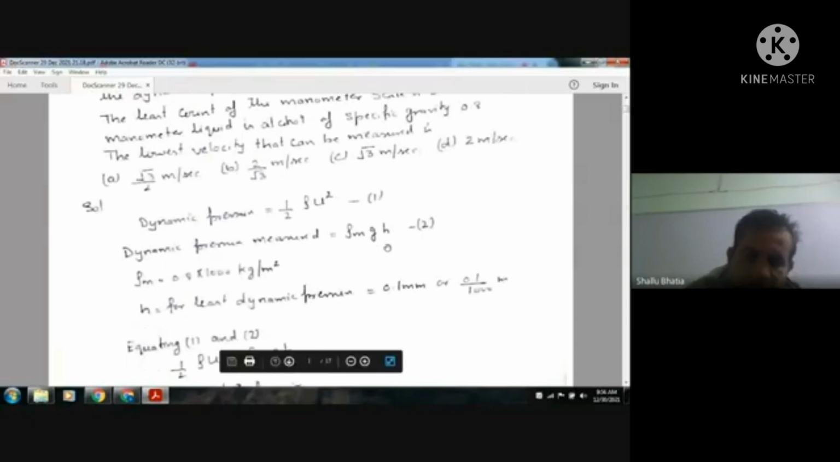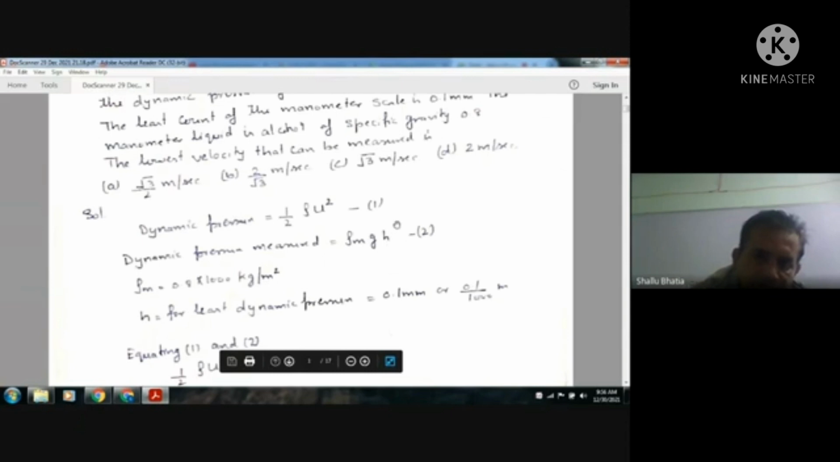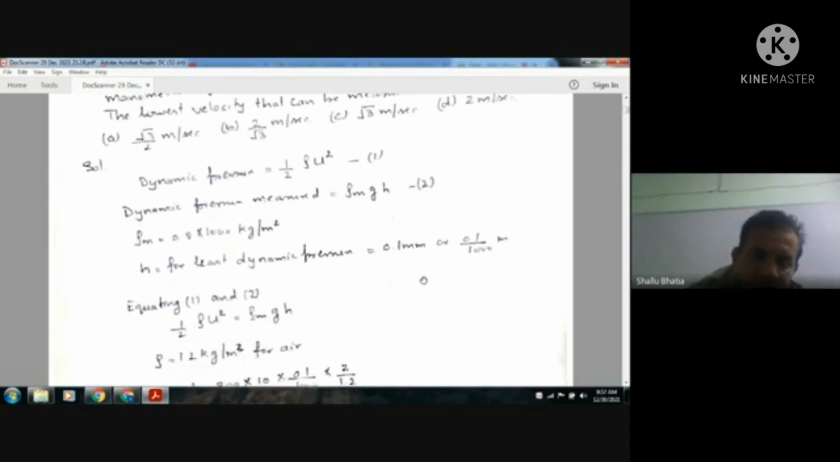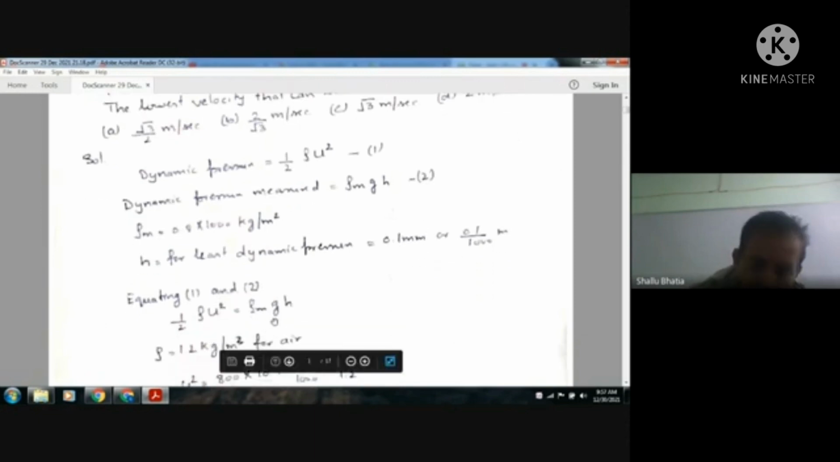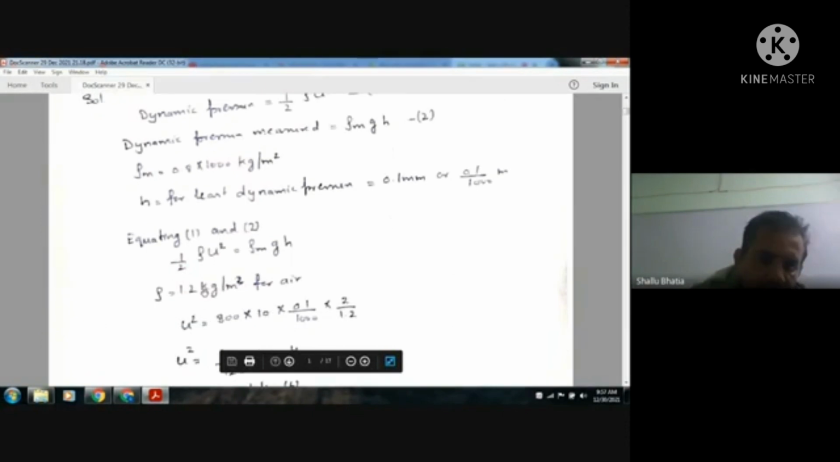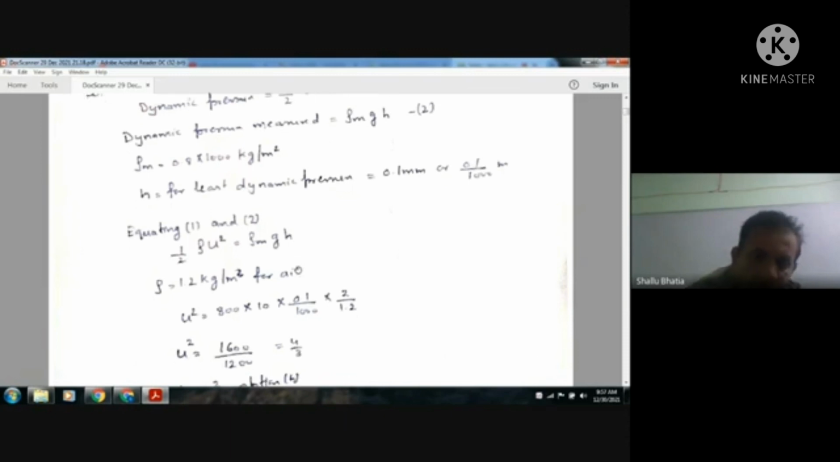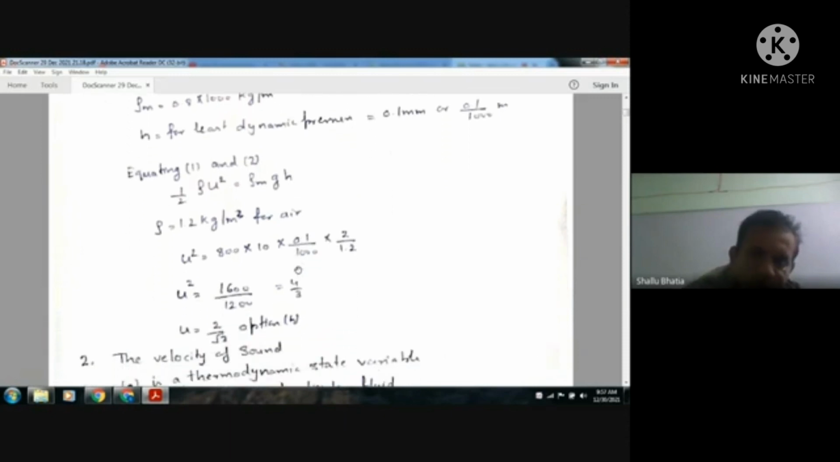So equating these two: if we have to measure the lowest velocity, we have to equate them, because when we put h equal to 0.1 mm, this is the least dynamic pressure. So equating one and two, half rho u square is equal to rho m g h. Rho is 1.2, rho m is 800, g is 10, and h is 0.1 by 1000. Putting these values, we can find u square.